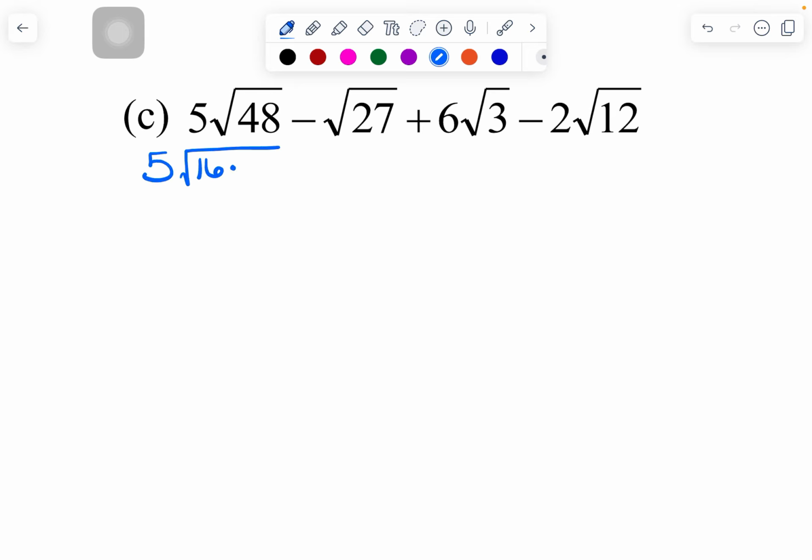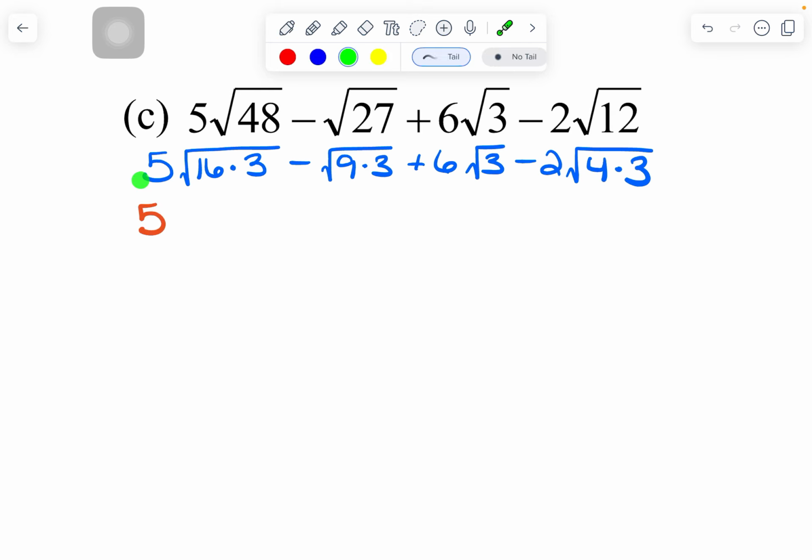48 is the perfect square of 16 times 3. 27 is the perfect square of 9 times 3. The 6 root 3 is going to stay a root 3. I can't break it up. It's just done. Then minus 2, and root 12 is the perfect square of 4 times 3. So 5 here is that 5. Now, as I was saying, it was the perfect square of 16. Well, the square root of 16 is simply 4, and then we're going to leave the root 3. I'm going to keep working my way across the problem, simplifying as I go.